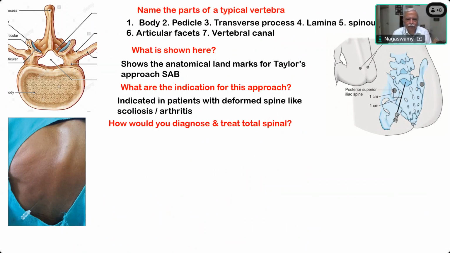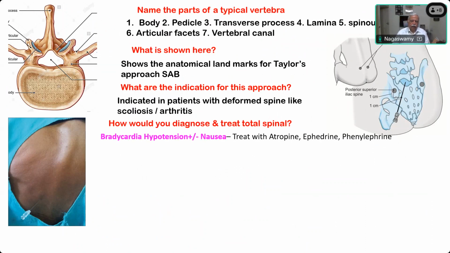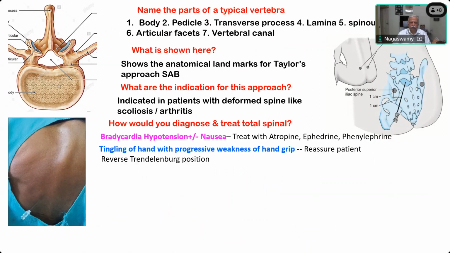Very good. So when you do total spinal, the drug travels up to the foramen magnum and beyond that into the cranial cavity. That is what is called total spinal. Because it goes so high up, it will block all the cardiac accelerator fibers. So it will produce bradycardia, hypotension. Because of that, the patient may have nausea, vomiting. The immediate treatment is to give atropine, ephedrine, and phenylephrine.